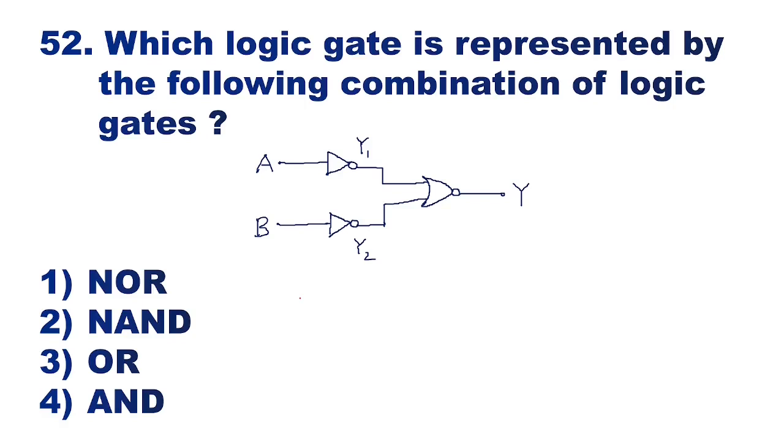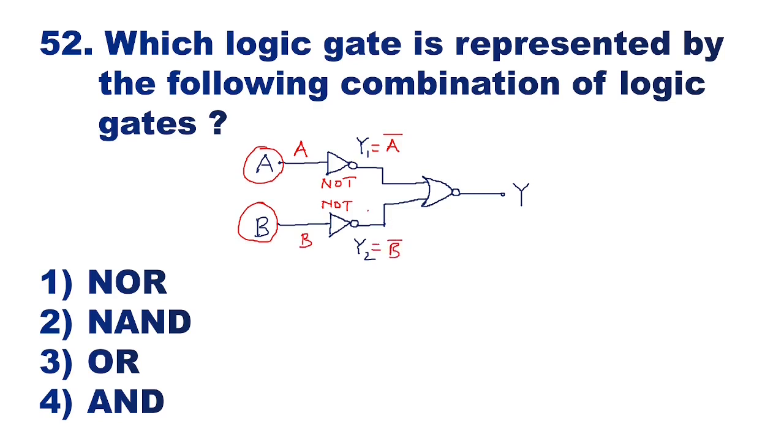Which logic gate is represented by the following combination of logic gates? Now in the circuit, we see there are 2 inputs, input A and input B. Both these inputs are given to NOT gates. Here you have one NOT gate and here another NOT gate. The output of a NOT gate will be the complement of its input. So if the input here is A, output Y1 will be A bar. Similarly, if the input is B, output Y2 of the second NOT gate will be B bar.